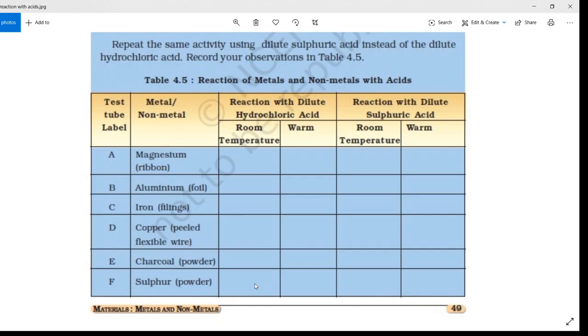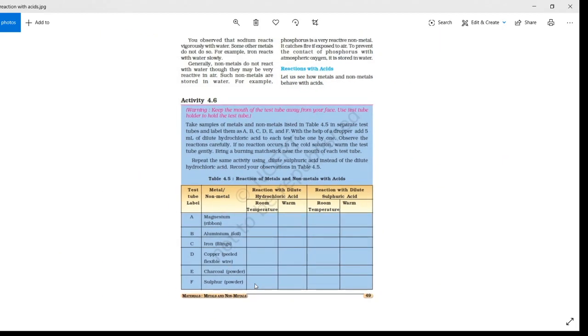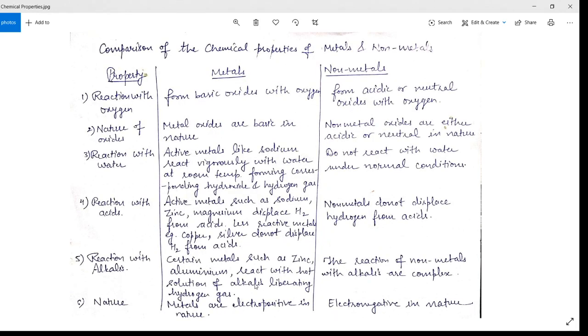On the other hand, there are the upper four metals: magnesium, aluminium, iron and copper. Among these, the first three, magnesium, aluminium and iron, will react with both dilute hydrochloric acid and dilute sulfuric acid at room temperature as well as on warming, and in this process hydrogen gas will be released. On the other hand, copper is a very less reactive metal, so it will not react with either dilute hydrochloric acid or dilute sulfuric acid.